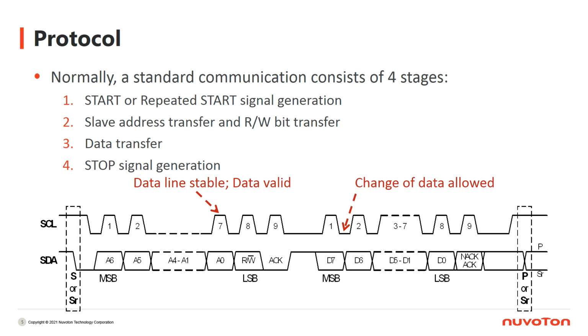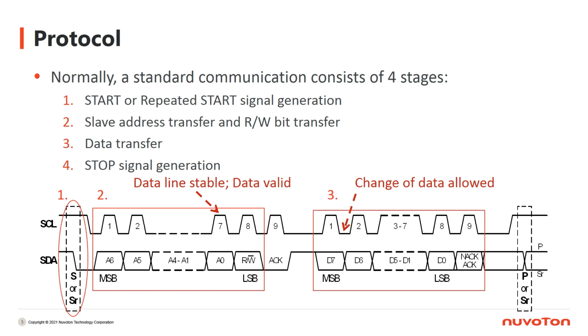Let's talk about the protocol of I2C. In a standard I2C communication, there are 4 stages. The first stage is a start signal. After the start signal, the slave address and whether the operation is read or write is sent. This is the second stage. Then, in the third stage, do the data transfer, and then use a stop signal to end the communication. However, instead of sending a stop signal, it could also use a repeated start signal to continue with another communication.